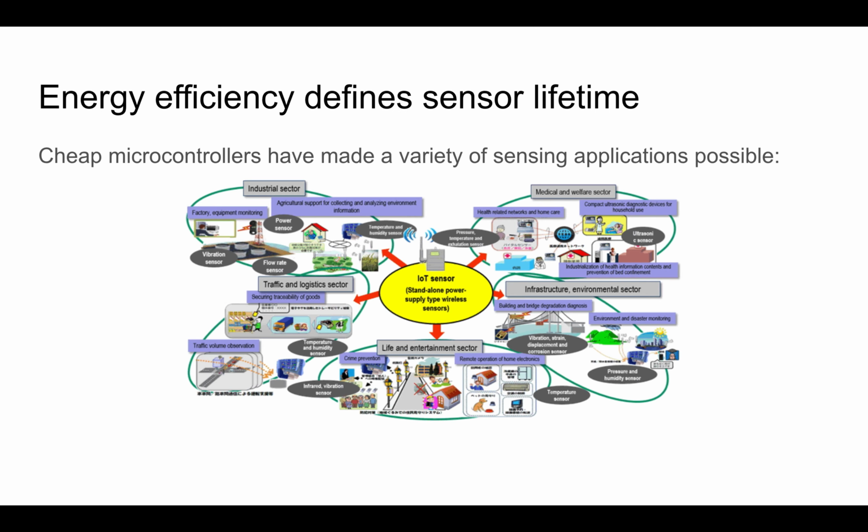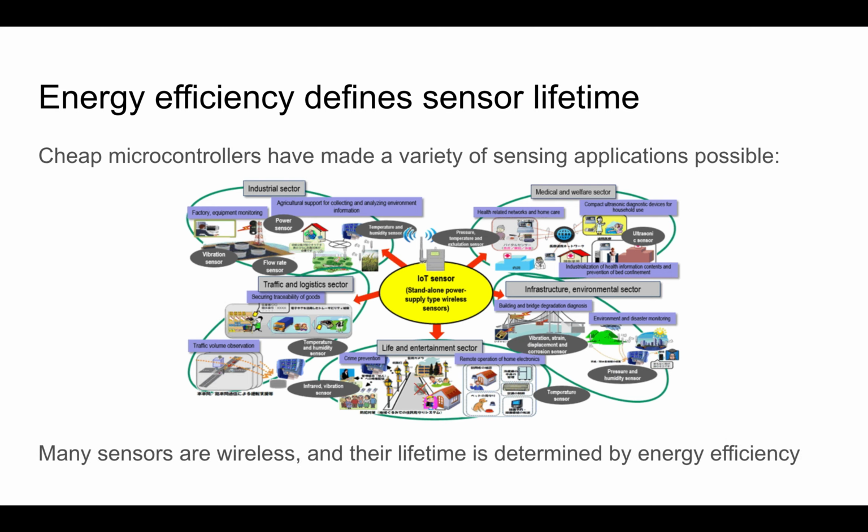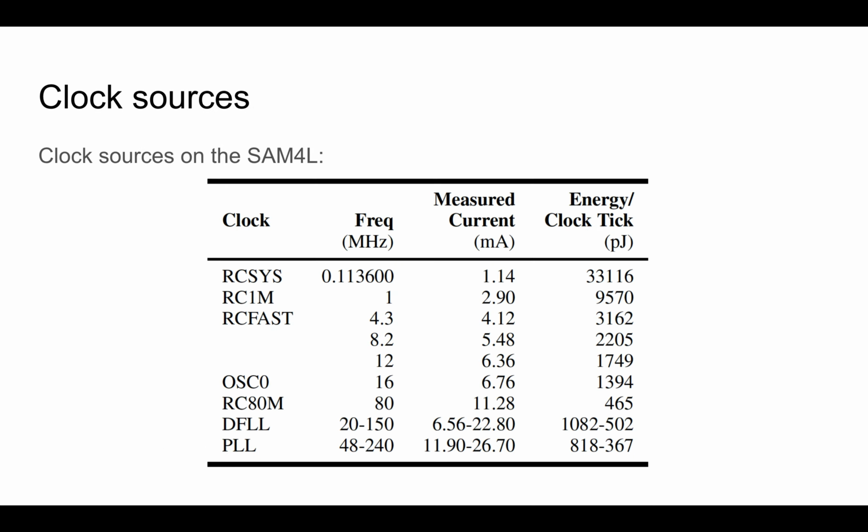Cheap microcontrollers have made a variety of sensing applications possible. However, many sensors are wireless and have their deployment lifetimes determined by their energy efficiency. To save energy, modern microcontrollers provide multiple clock sources. For instance, the Stanford oil has 7 different clock sources that can be used to drive the system clock.